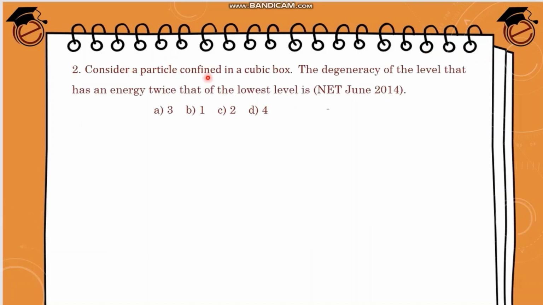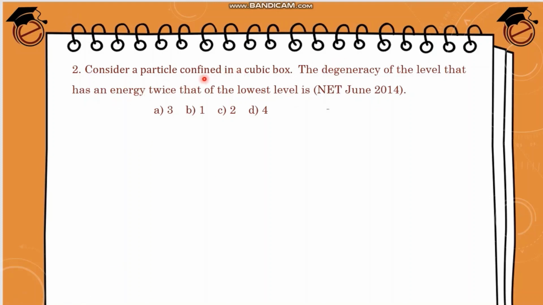Second question. Consider a particle confined in a cubic box. The degeneracy of the level that has an energy twice that of the lowest level energy is: option A 3, option B 1, option C 2, option D 4. This question was asked in NET June 2014. How can we do this question?